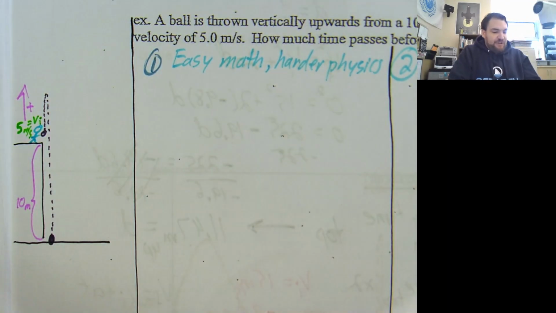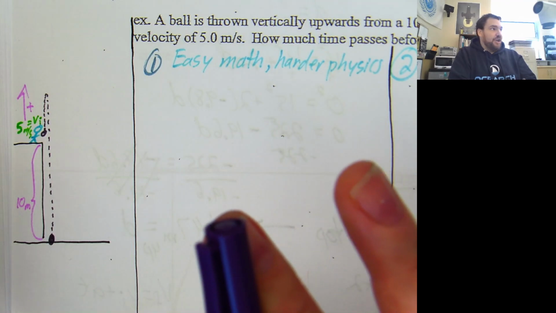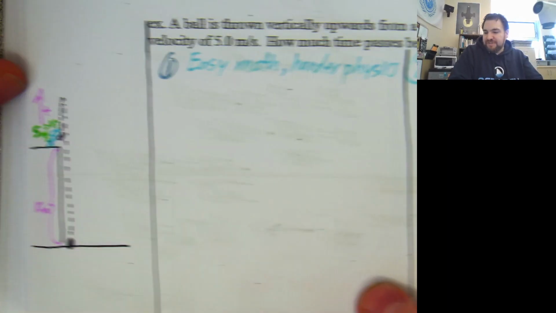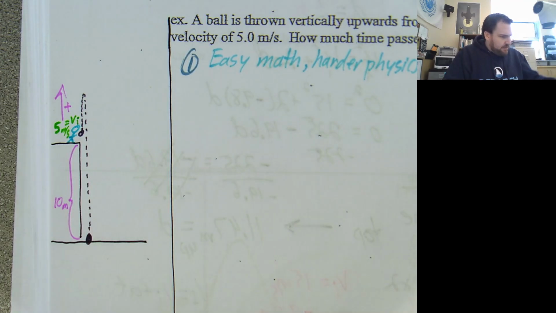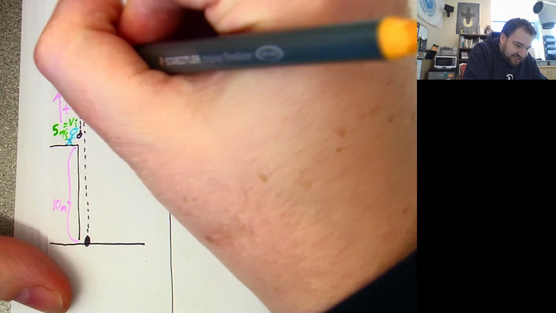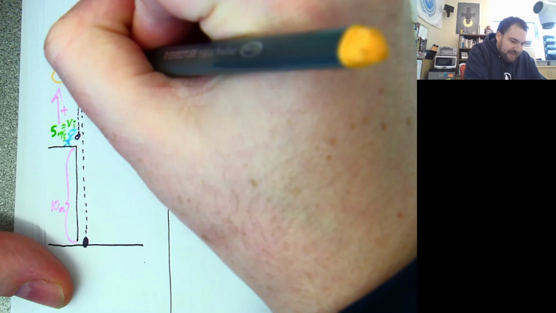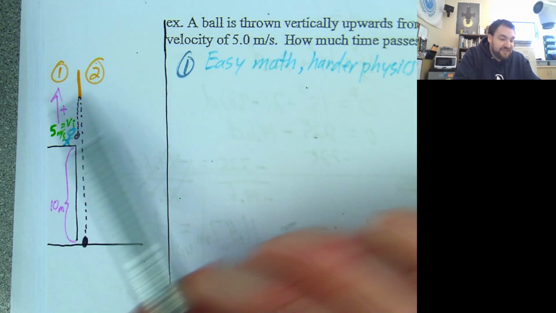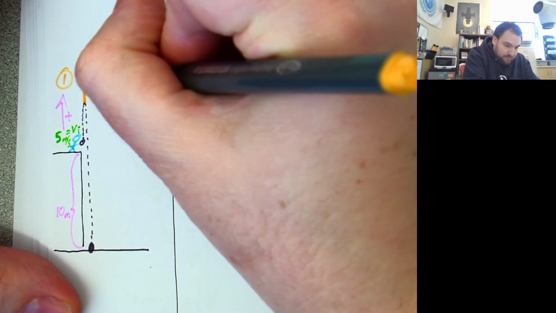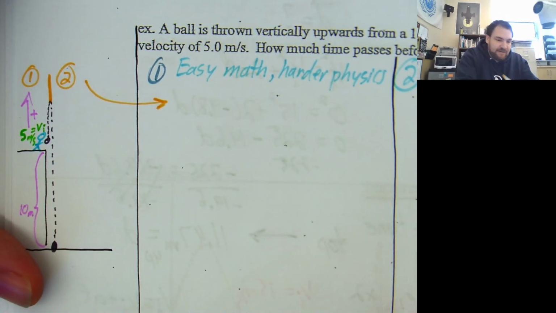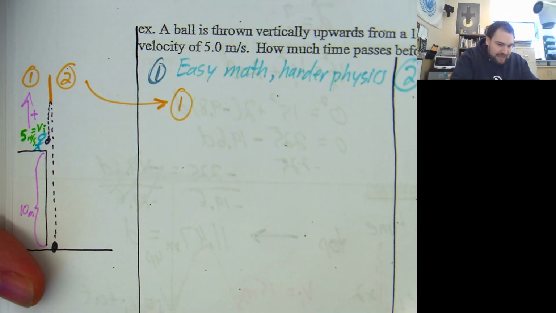If you're going to look at the easier math, harder physics, you have to break the problem up into two chunks. For the individual math pieces to be easier, you need to break them up into smaller chunks. And so what we're going to do is this. I'm going to take this problem and split it right here. This is going to be part 1. This is going to be part 2 of the same problem. So the easy math, harder physics, the problem gets split into part 1 and part 2.